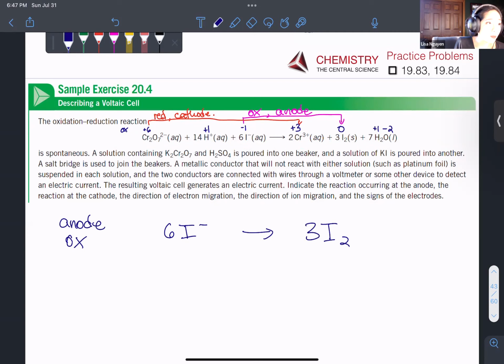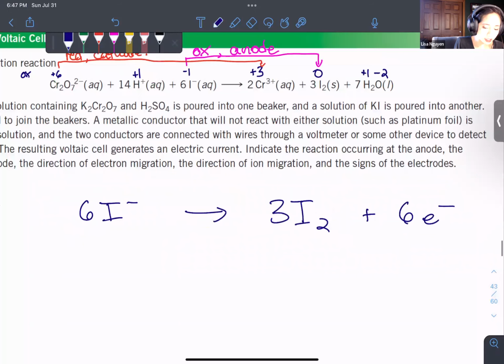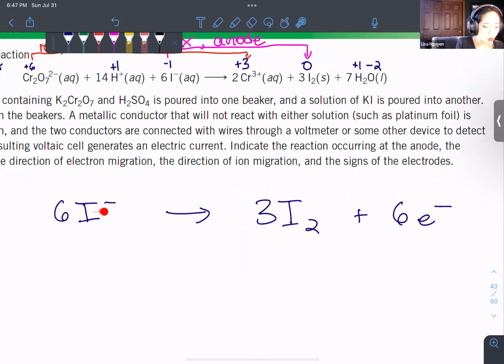So that's not the balanced half reaction. We want to make sure that the elements are balanced and the charge is balanced. So I see here the elements are balanced, so I can move on to the charge and recognize that you need to add 6 electrons to the product side in order to get both sides of the reaction to be -6. So remember, you always add electrons to make it charge balanced. And so since this side is already a -1 charge, you need to put 6 electrons on the product side.